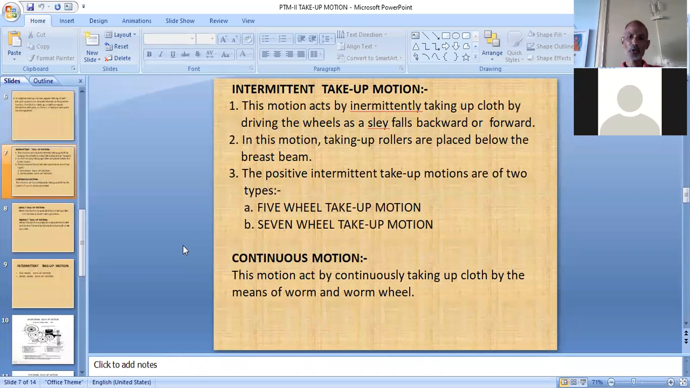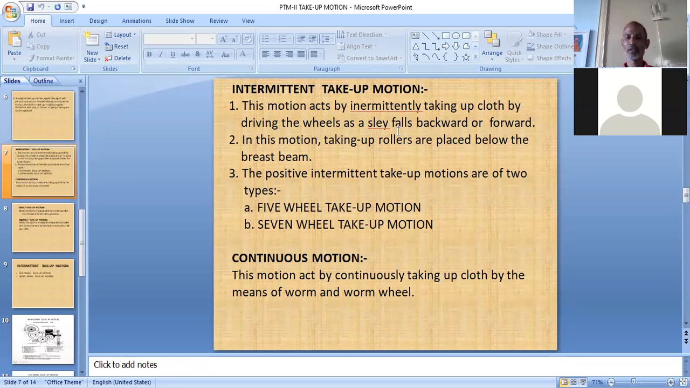Then intermittent take-up motion can be defined as, this motion acts by intermittently taking up cloth by driving the wheels as the sley moves backward or forward. ये जो motion है intermittent type of take-up motion, इसमें रुक के, intermittent means एक बार work किया, then it will stop, again it will work and it will stop. So it is not continuously working, it is stopping and again working. That type of motion is known as intermittent. रुक के जो motion होता है उसको हम बोलते हैं intermittent motion.